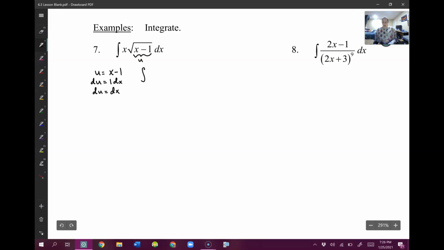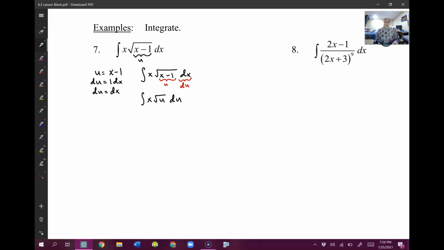So if I rewrite this integral, then this is going to be my u, and this is going to be my du. So let's substitute those in. So I have x square root of u du.